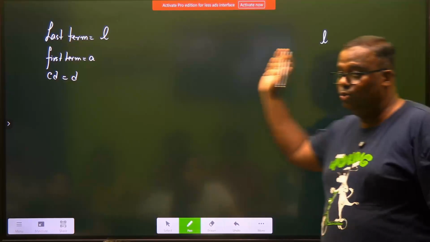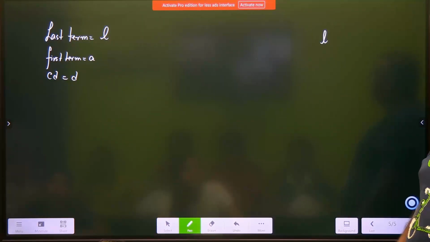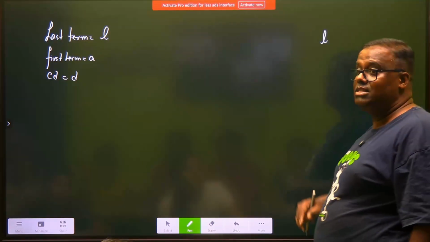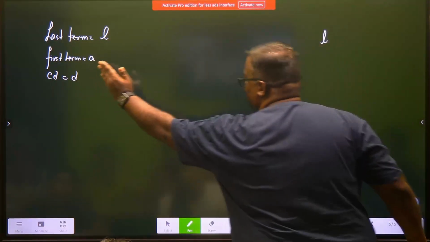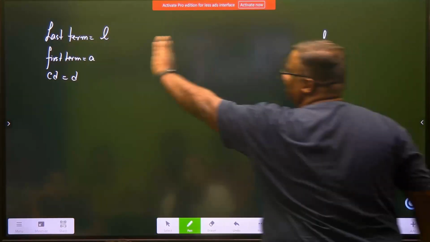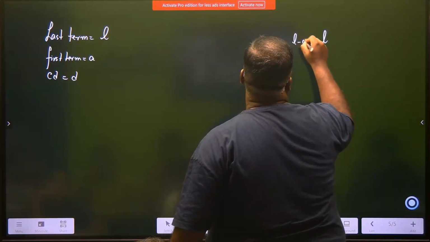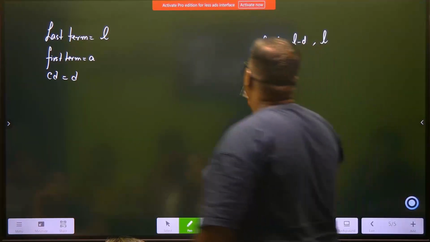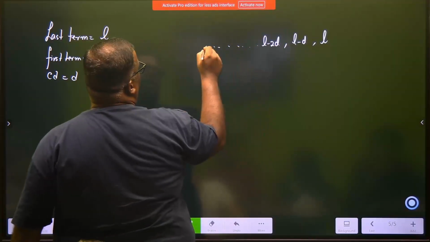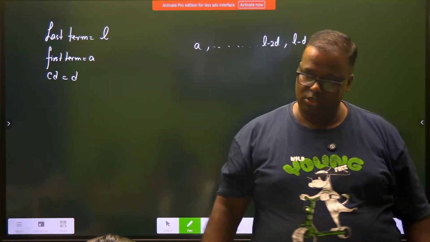You're writing it from the left side, like Urdu. The last term is L. What is the penultimate term? L minus D. Because the common difference is positive, the progression on this side should increase. We are going on this side, so the progression should decrease. So my next term would be L minus D, next term L minus 2D, and so on. I will end up at A. This is also an arithmetic progression. Understood? Okay.